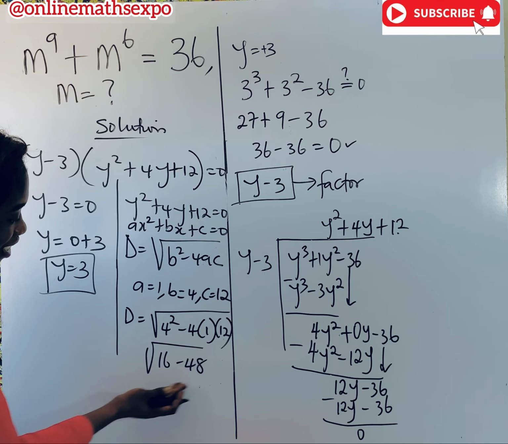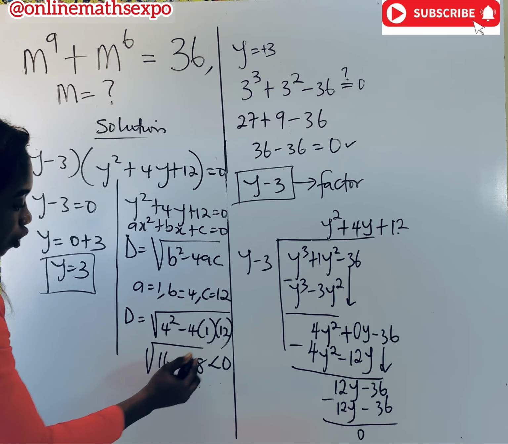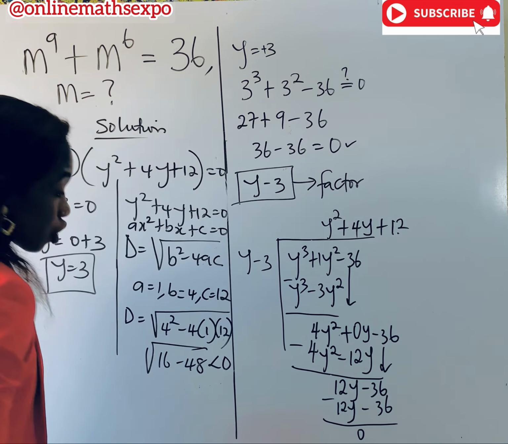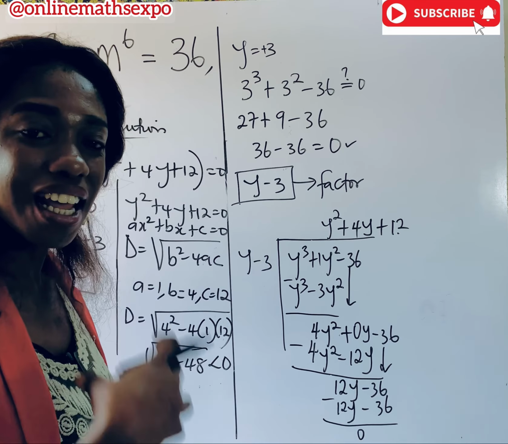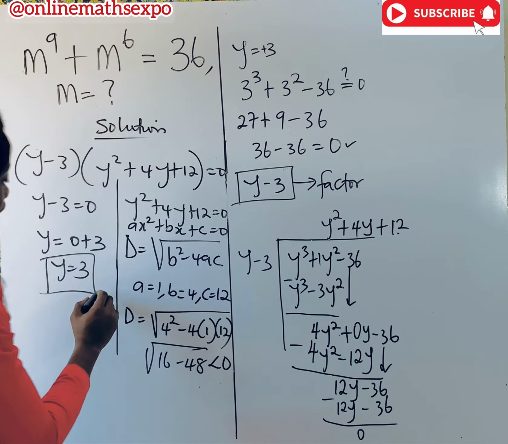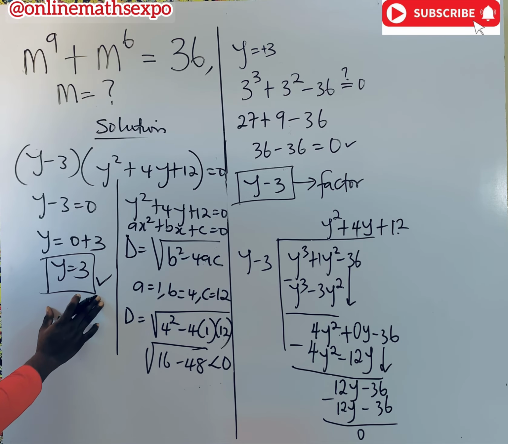You notice that this is less than 0. And because the value inside the root is less than 0, it is giving us a complex value. So we don't need complex. So in that case, we are taking only the value of y as 3.